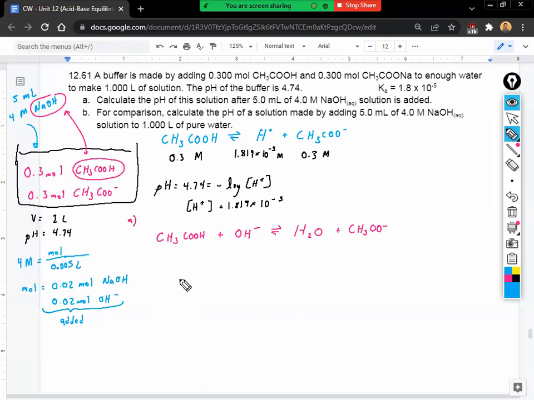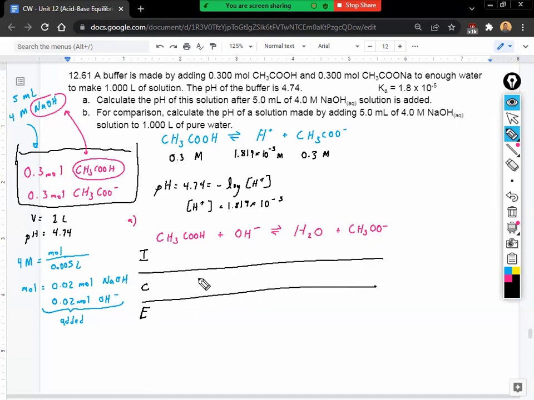Okay, so we're going to set up our ice table now. So let's set that up. Okay, now the first thing that we can do is we can just kind of ignore the column for water, because we know it's a pure substance. We don't count pure liquids. And so let's think about what we had initially. Okay, initially is the stuff that we had before we added the base. Okay, so we're kind of just transferring information from here.